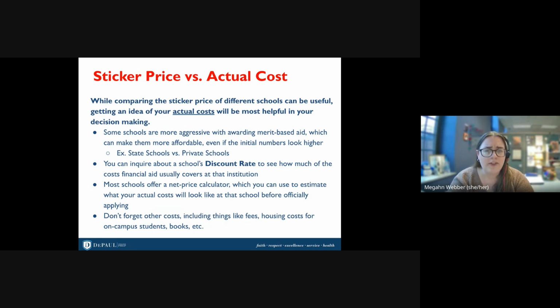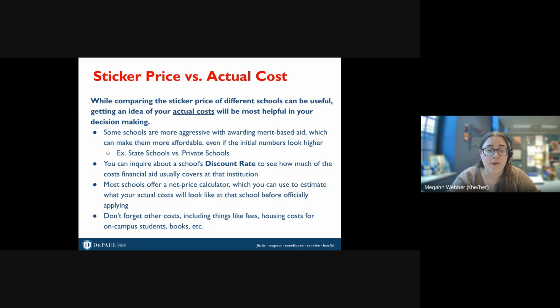One thing you can do in this time, to get prepared for these conversations, is if there are schools that your student is interested in, you can reach out to the school and inquire about their discount rate or their scholarship coverage, just to see how much of this cost is actually going to be covered by financial aid. A lot of times they can give you an average or help to estimate what that actual net price would be for you.